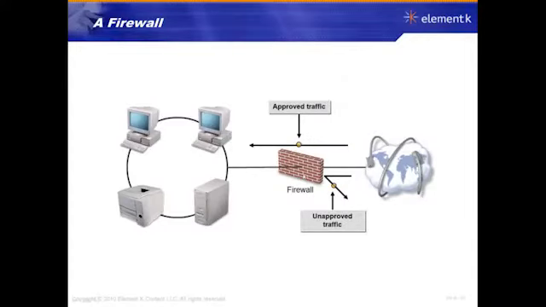A firewall's job, be it software or hardware based, is to basically control the traffic that goes in and out of either a network or a specific computer. And so a firewall intercepts all traffic going in and out, and it has a set of rules that says this kind of traffic is allowed, this kind of traffic is not allowed.